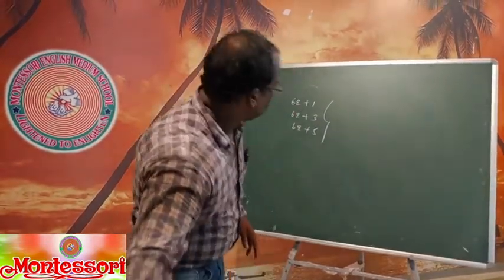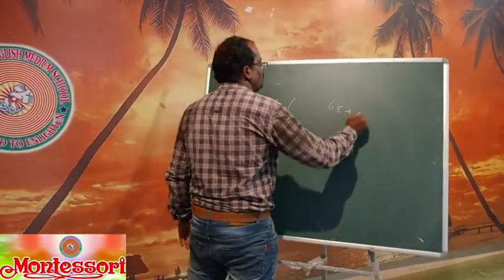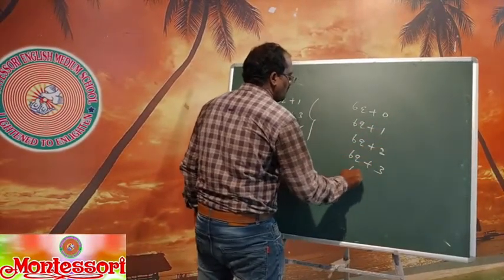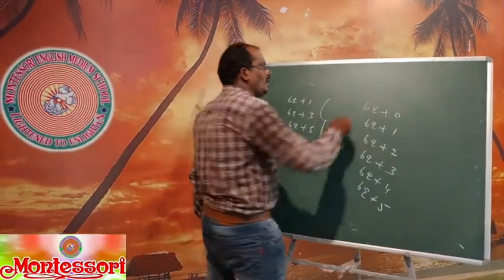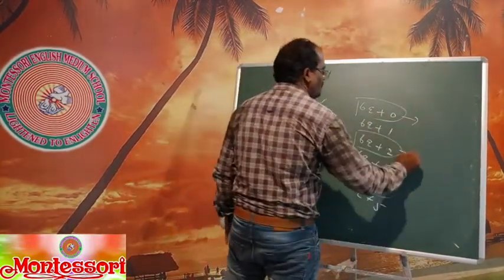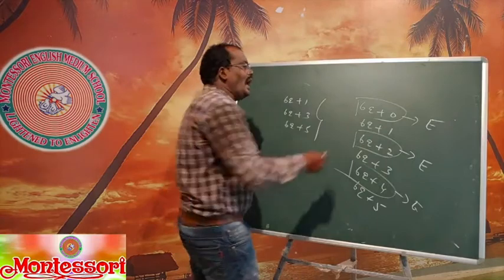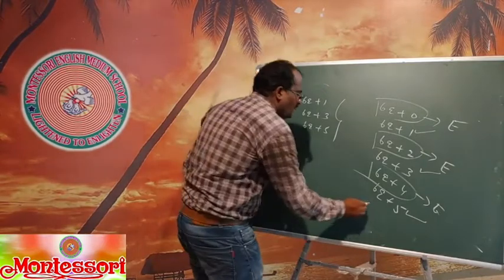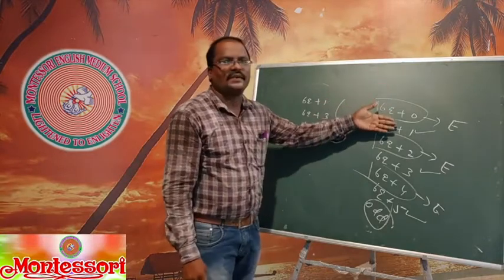Once again, listen. The number which is divisible by 6, you will get 6q plus 0, 6q plus 1, 6q plus 2, 6q plus 3, 6q plus 4 and 6q plus 5, up to 5. 6q plus 0, 6q plus 2 and 6q plus 4, you know very well, these three represent even numbers. And 6q plus 1, 6q plus 3 and 6q plus 5 represent odd numbers. So this is your answer for the second question.